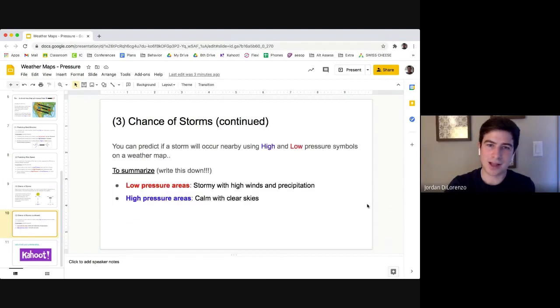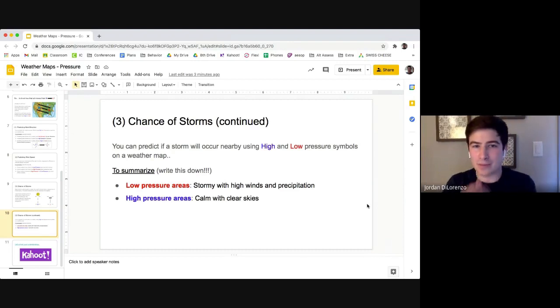So moving to the next slide, this is what I want you to write down, and this is the big idea. In low pressure areas, you should expect wind, strong wind, right? And you should expect storms because there's a lot of rain. So if you have a lot of rain and it's windy, that's how storms start, right? So if you're in a low pressure area, you can expect a storm to possibly occur. That's a good situation for a storm to happen.